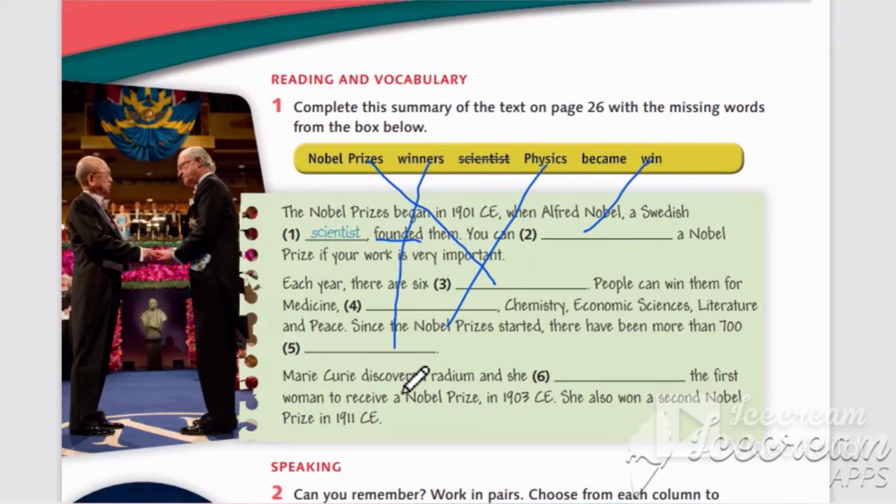Marie Curie discovered radium and she was the first woman to receive a Nobel Prize in 1903 CE. She became the first woman winner. She also won the second Nobel Prize in 1911. Excellent. Now go to speaking exercise number 2.